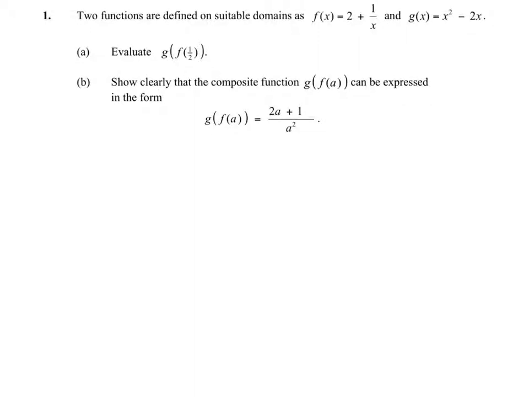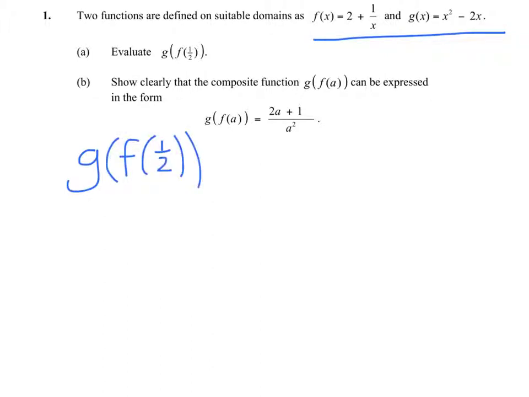Question number 1. Two functions are defined on suitable domains as f of x equals 2 plus 1 over x and g of x equals x squared minus 2x. Part A, evaluate g of f of 1/2, which is a composite function. So we'll write that down first. g of f of 1/2.